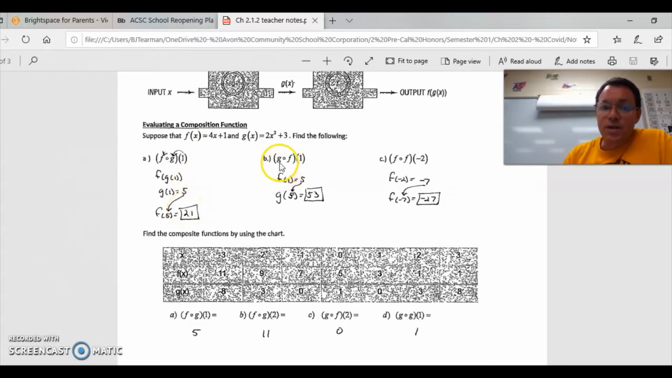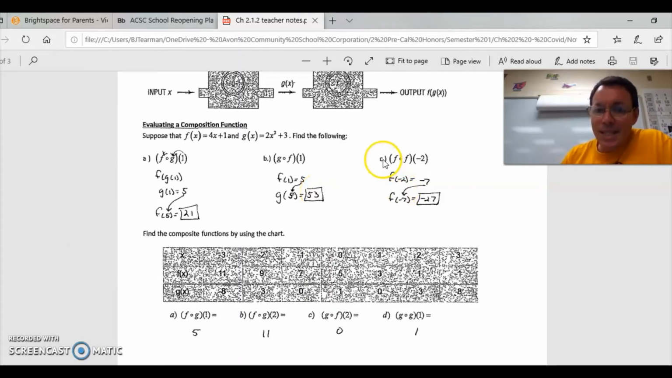Okay? This one says g of f of 1. So this one's going in, you're using the functions in a different order. You're supposed to find f of 1 first. So put 1 into f. So we came over here, put a 1 here, and we got 5. Now that's a coincidence that we got a 5 here and we got a 5 here. Okay, just a coincidence. But then that 5 is now supposed to get placed into function g. So we came up to function g, we put a 5 there, and we got 53 as an answer.